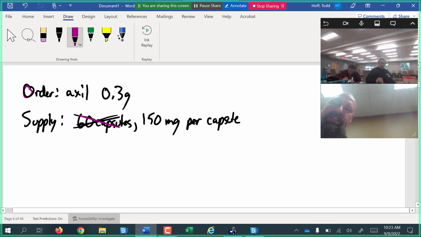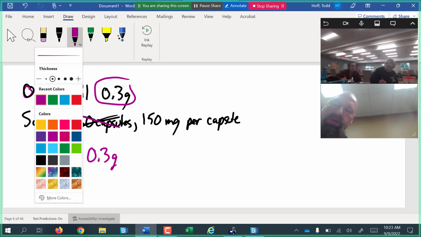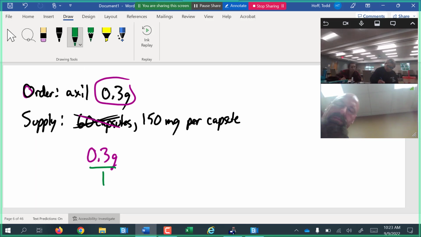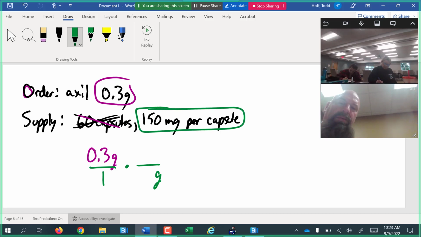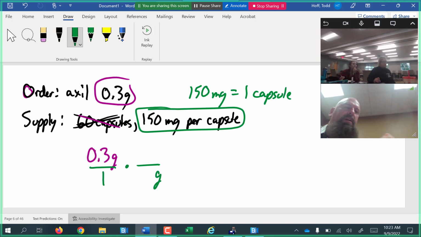So we start out with our order of 0.3 grams. In order to work with that, we'll put it over 1. Now we need to get rid of grams, so I'm going to put grams on bottom. However, when we look at our equivalency here from our label on our supply, that's saying 150 milligrams is equal to 1 capsule. That's not relating anything to grams, but we know our standard conversions that 1 gram is equal to 1,000 milligrams. So we can do that part of the conversion ourselves. So the grams will cancel out.